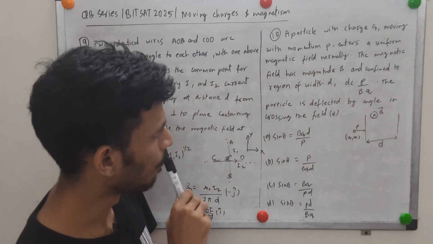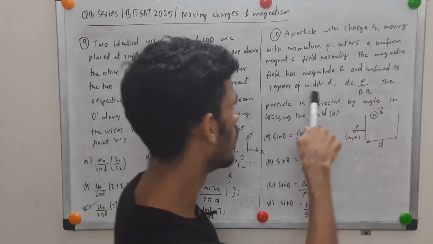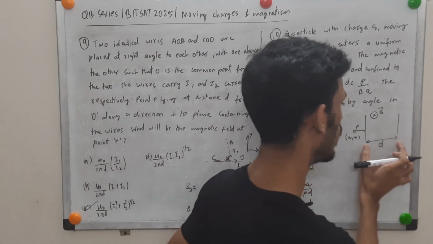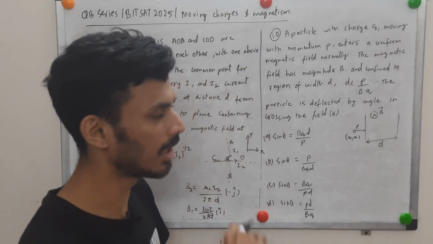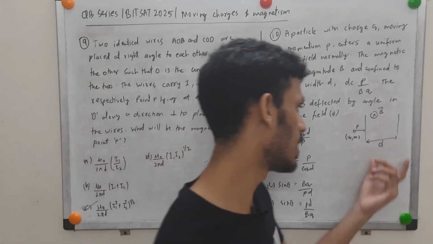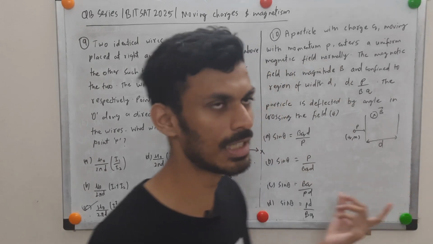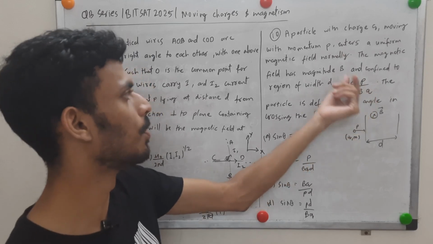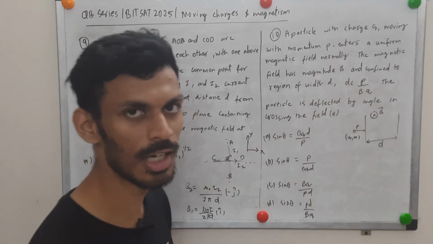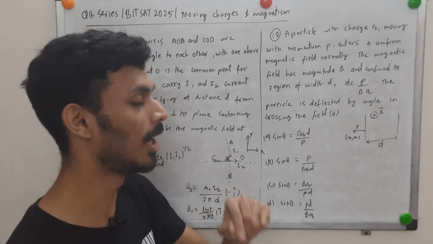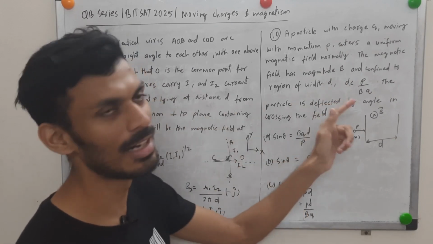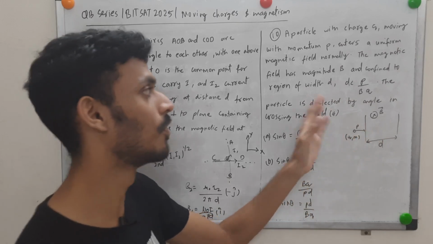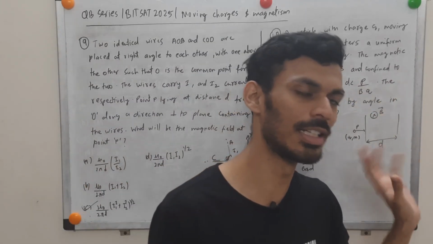We'll say the magnetic field is in a finite region. It's not entirely covered over the entire space, it is only in the region d, with d such that d is less than p by qB. So this is a very important condition. Do let me know in the comment section what this condition does.